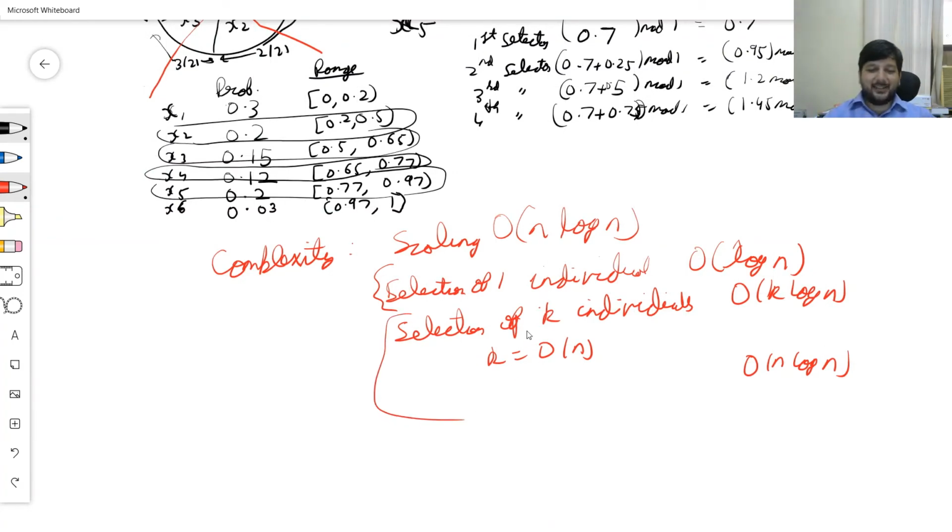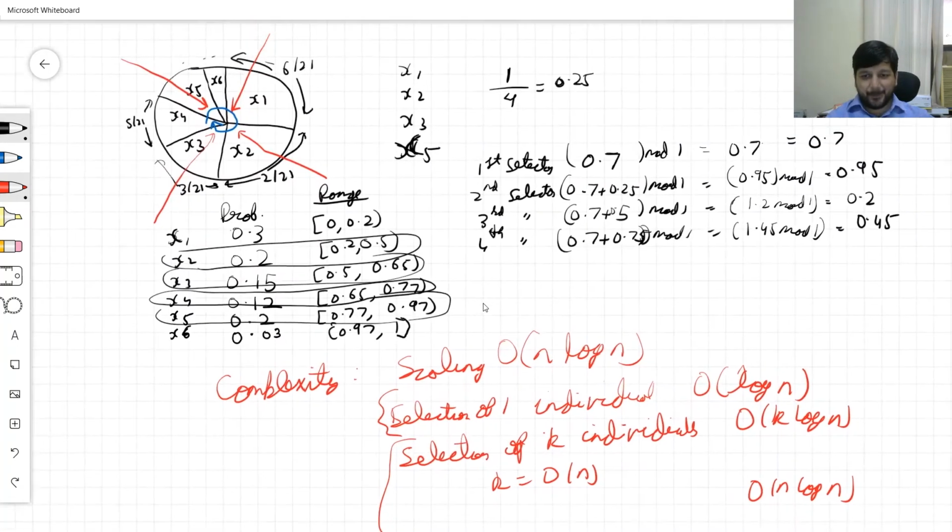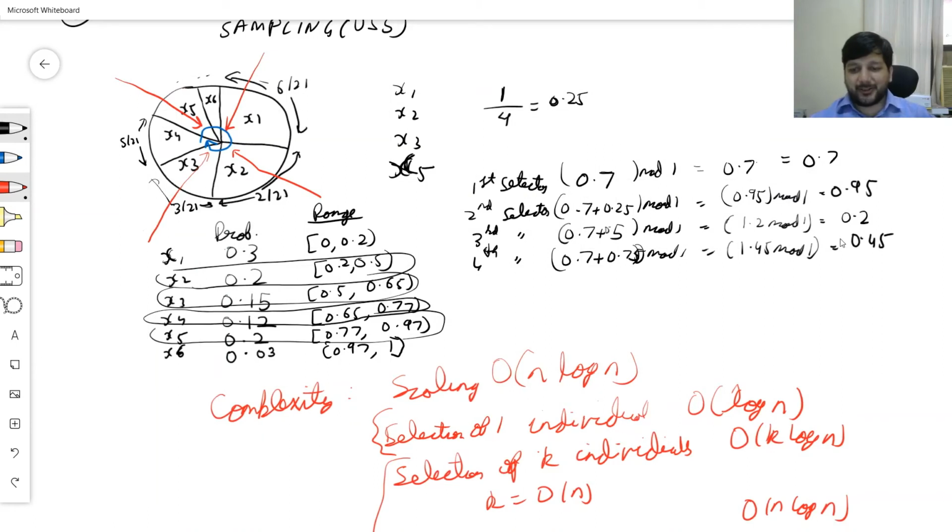I can actually do this in O of n times, and what I do is, these are all in a sorted order. So first I find out 0.7, where does it belong to? I do a binary search, so it belongs to over here. Now I go to all the individuals, I see 0.77 to 0.97. Does it come in this range? Yes, it comes in this range. So I select this and I say this is selected.